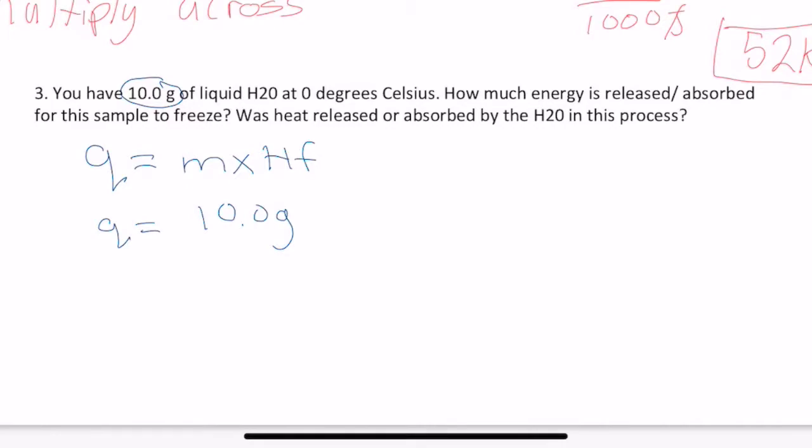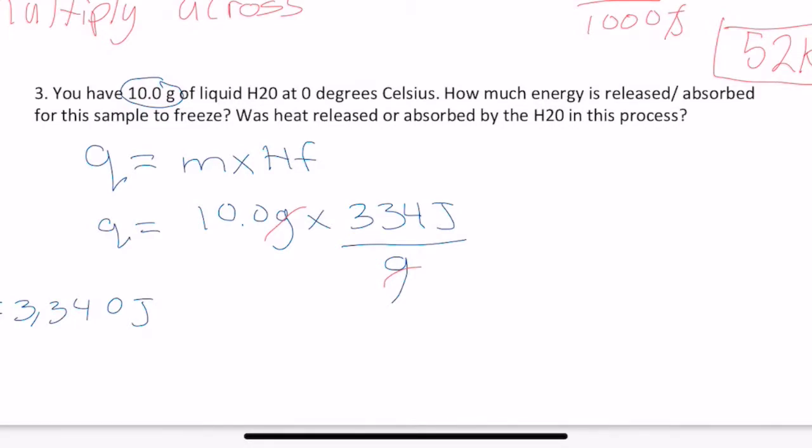10 grams, which is your mass. And then what's the heat of fusion? It's going to be 334 joules over grams. And if you don't know that, that's also in your notes. So you take out the grams. 10 times 334 equals what? If you don't know, put it in your calculator. But right here we got 3,340 joules.